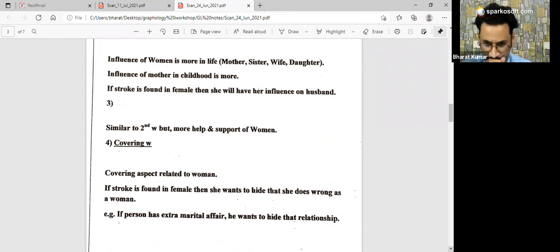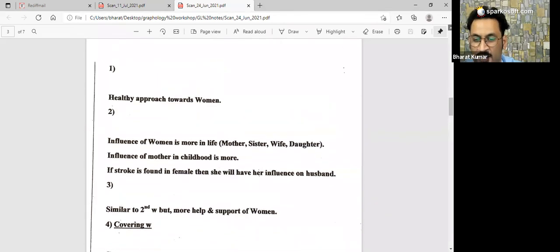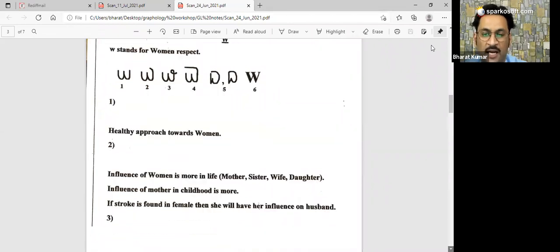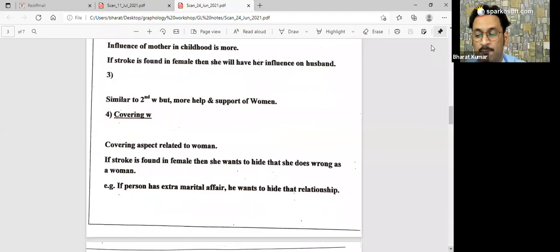Generally this trait is found in the handwriting of females. These kinds of females can hide many things. She does wrong as a woman, but she is able to hide the issues. Generally, this kind of trait is found in the handwriting of a male or female having an extramarital affair. Please check it, type 4. So if you are a family counselor or you are giving family counseling or family therapy, you should look at this kind of W. It is very important.